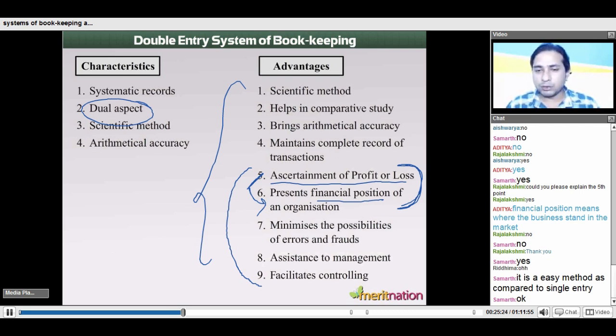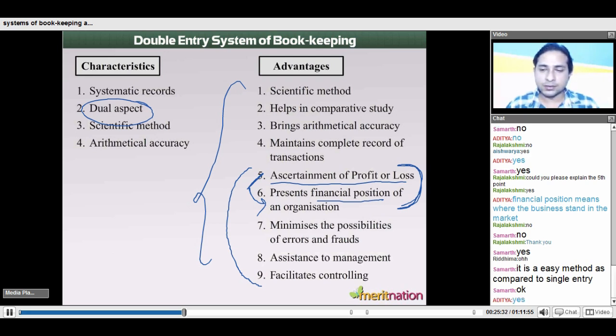Aditya, you were having some doubt about the financial position. Listen, am I right or wrong? Okay, basically financial position implies where the business stands in the market, or what is the market value of the business, or what is the financial vitality of the business, or how wealthy or how financially well an organization is. It is again determined by the profit and loss.